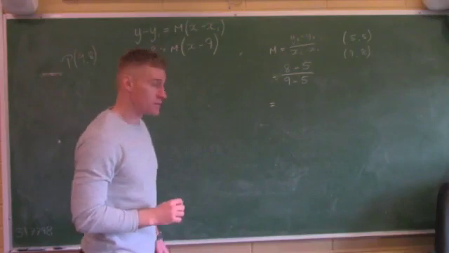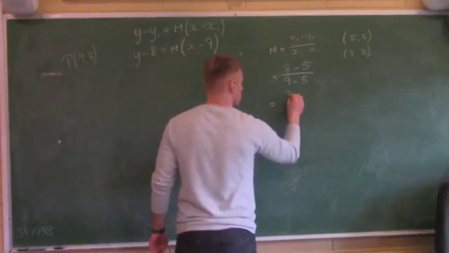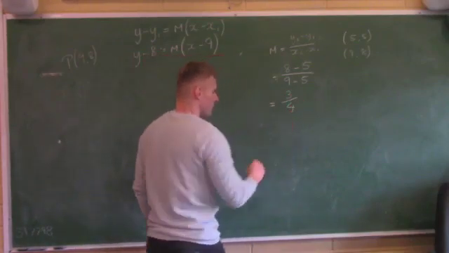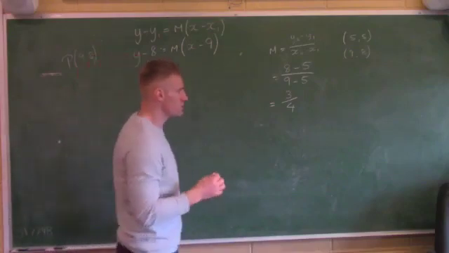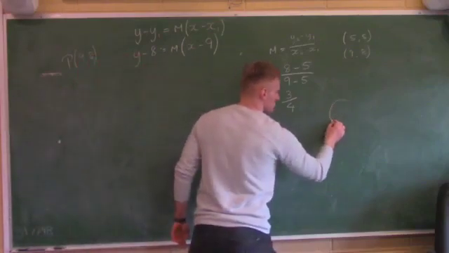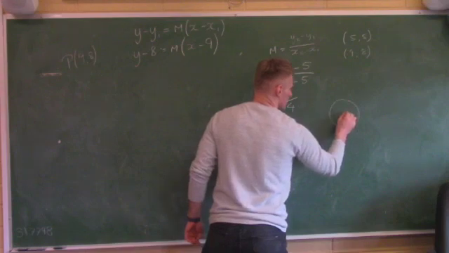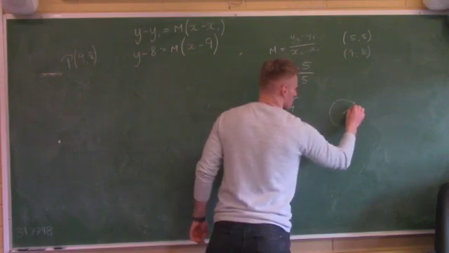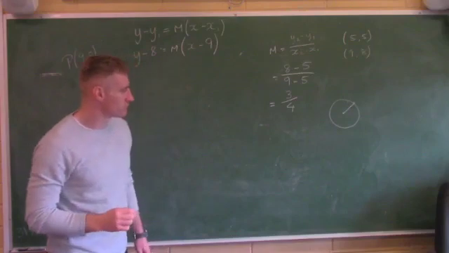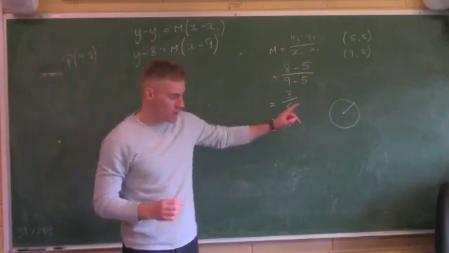Calculator work for this. It will give me an answer of 3/4. Okay. Just if I was to do a little sketch of this, so this is my circle. I got, say, this point and this point. So I got the slope of that line there. Right? It's 3/4.